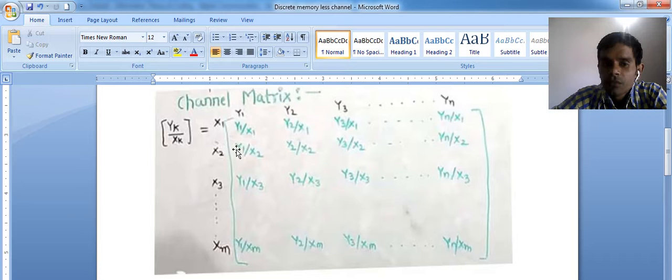Now the same thing for x2: y1 divided by x2, y2 divided by x2, y3 divided by x2, yn divided by x2. Similarly for x of m: y1 is divided by xm, y2 divided by xm, y3 divided by xm, and yn is divided by xm. So with the help of this channel matrix, we can create any channel matrix.